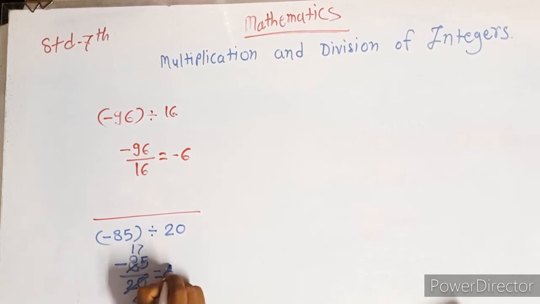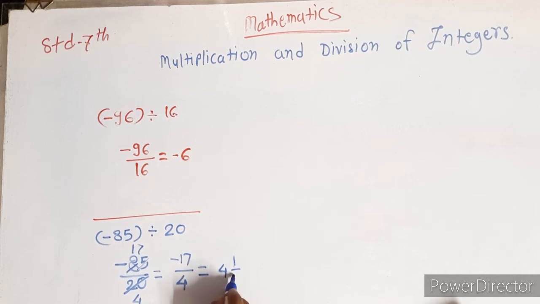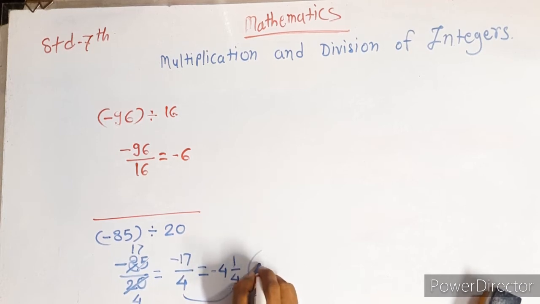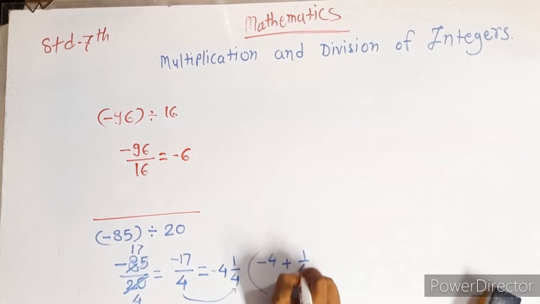We got negative 17 divided by 4. Now 4 fours are 16. 4 ones are 4. 17 minus 16, 1 remaining. The 4 is used here as the divisor, and the remainder is written. There is a negative sign, so write a negative sign here. Many people use this form: negative 4 plus 1 upon 4. Do you understand?